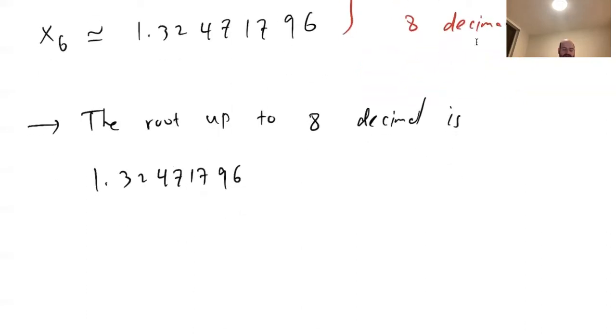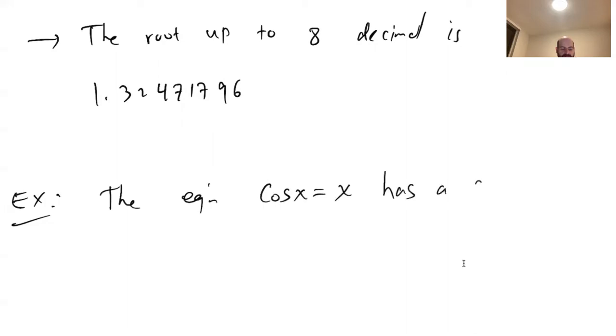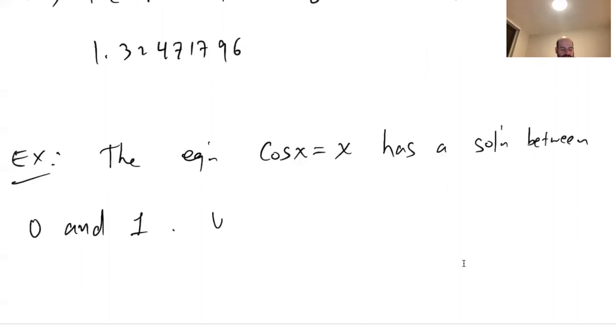Okay. Now the next example. The equation cos x equals x has a solution between 0 and 1, and use Newton's method to approximate it.